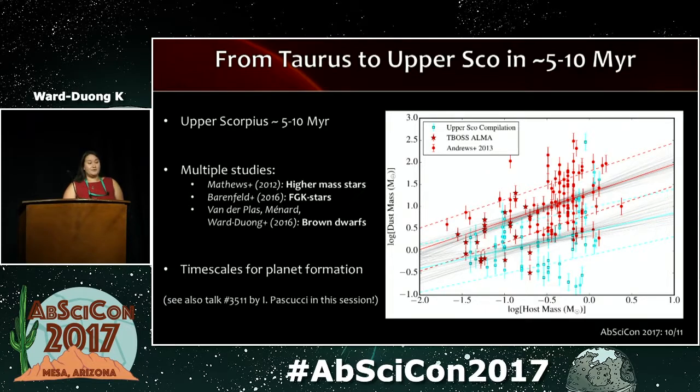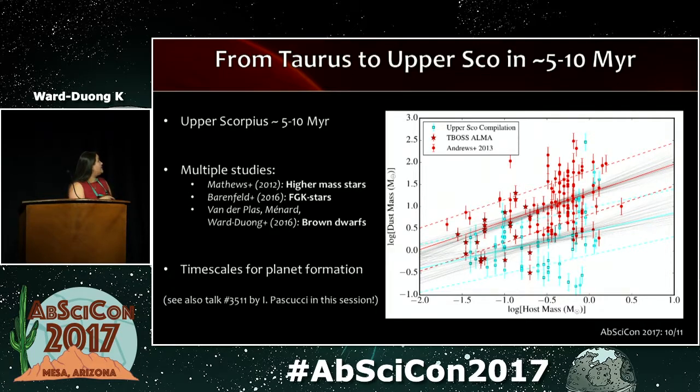And one more thing that we can do with these data is look at a comparison between the very young 1 million year old Taurus star-forming region and that of Upper Scorpius, which is in the 5 to 10 million year range. So what we're looking at here again is the same axes, dust mass in Earth masses versus the mass of the star. The red points are all of the young Taurus population, and this older population is shown here in teal points for Upper Sco. And what we can see is there's about a factor of 3 decrease in the dust mass content from 1 million years to about 10 million years.